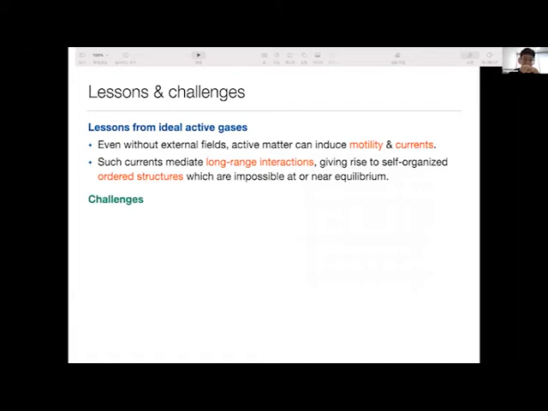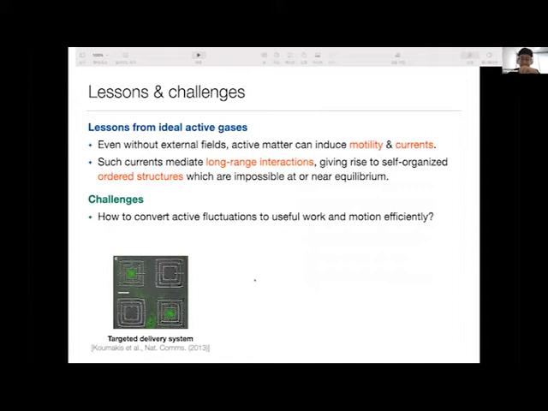And using this interesting phenomenon, maybe you can construct some interesting devices with which you can do targeted delivery. For example, by constructing the potential landscape wisely, you can make these active particles get trapped in some chosen locations. So basically this can be a sort of delivery system where particles just go to their destinations by themselves, without any intricate guiding.